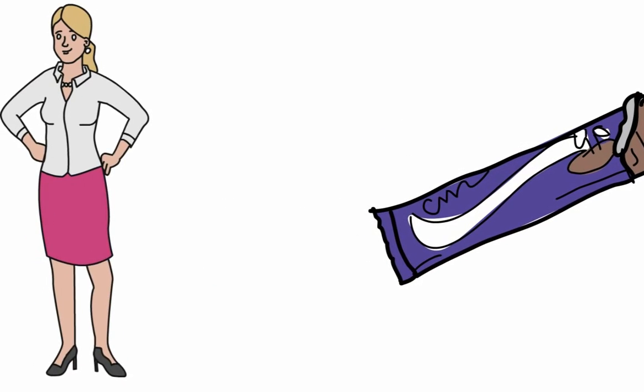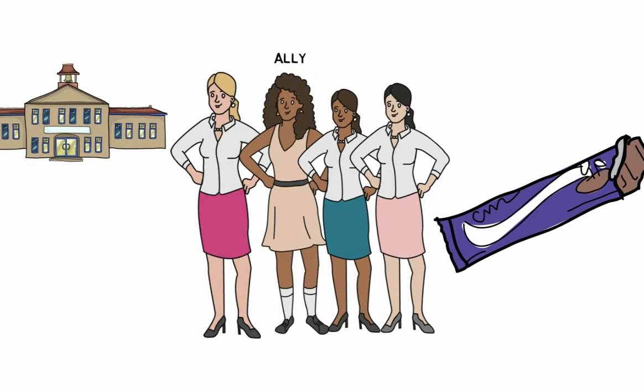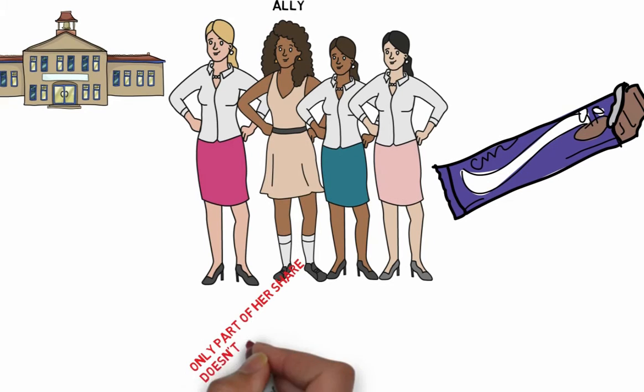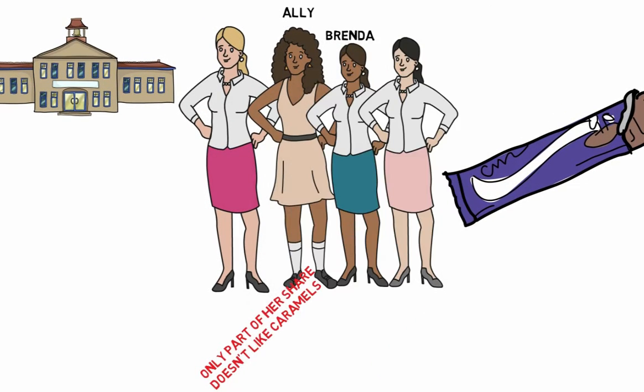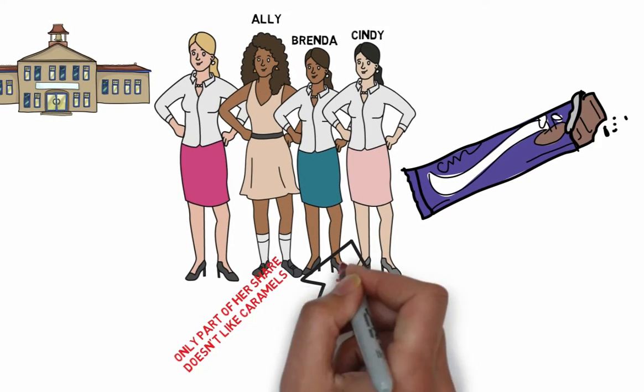Dorothy brought to school a pack of caramel bars to be divided equally among her 3 friends and herself. Allie, however, said that she'd only take a part of her share because she didn't like caramels so much. Brenda and Cindy also didn't take their full share because they had toothaches.